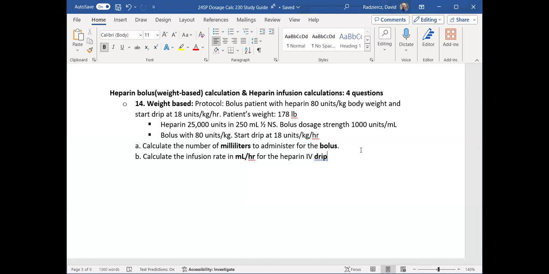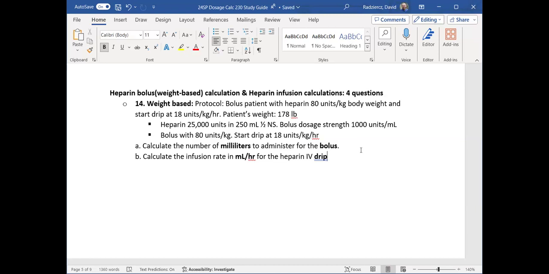And if you're ever wondering, how do I know when to calculate for drops? They'll give you a drop factor. They'll say something about microtubing. They are usually very explicit in explaining what you need as far as that's concerned. And like I said, Maddie did a good job of giving some examples of that.